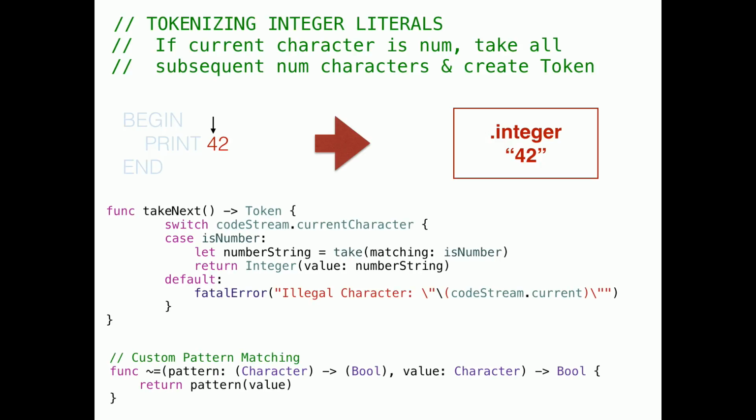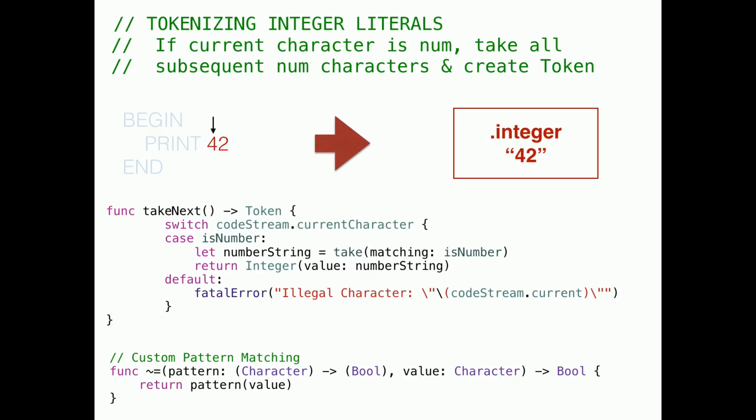So here's an implementation of that using a switch statement in Swift. And we switch on the current character in our code stream. And we do this funny thing. We say case isNumber. And then in that case, we take all the subsequent characters matching isNumber, create a string with them, and then create a token with that string.